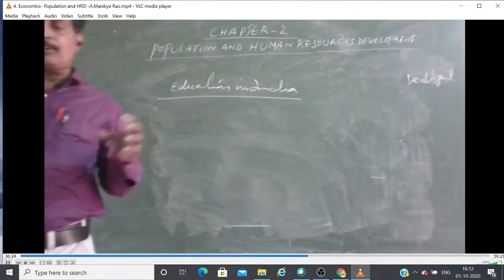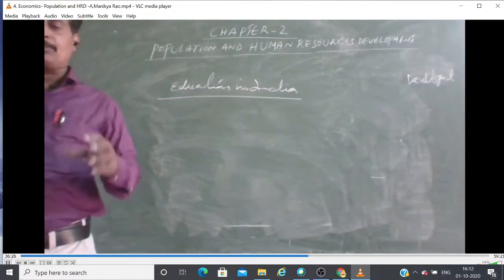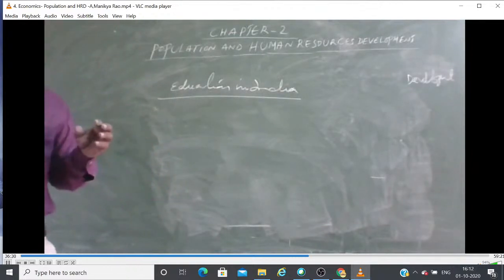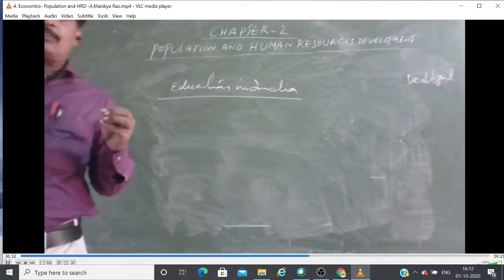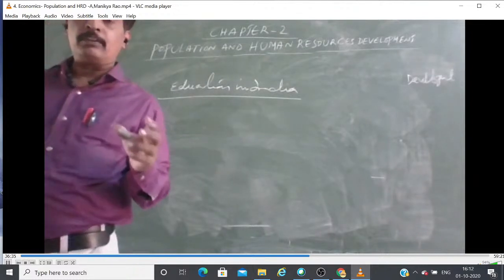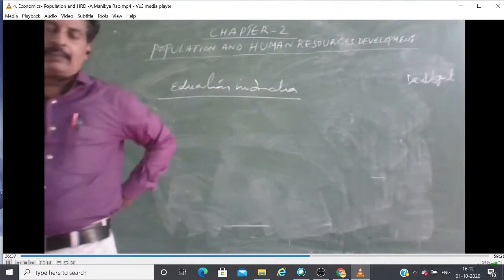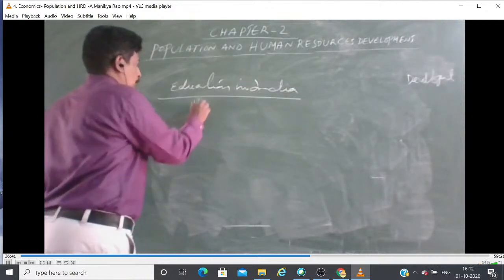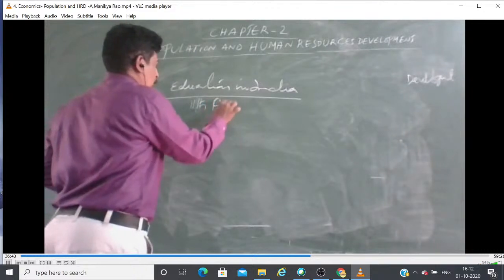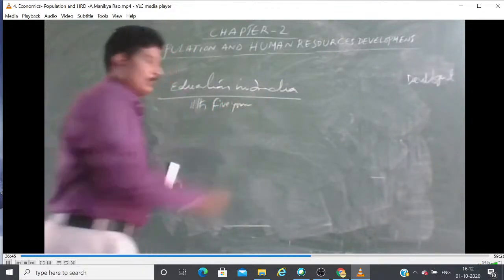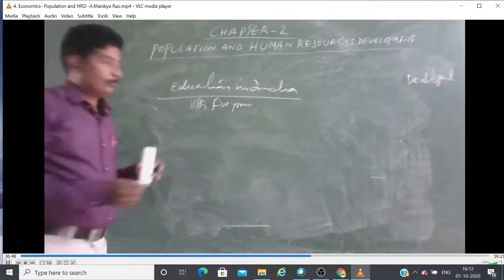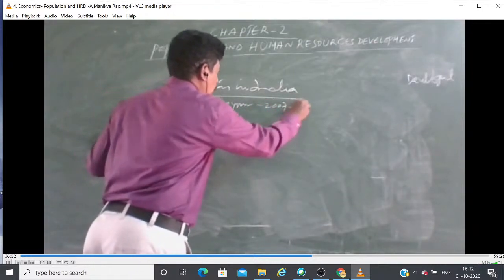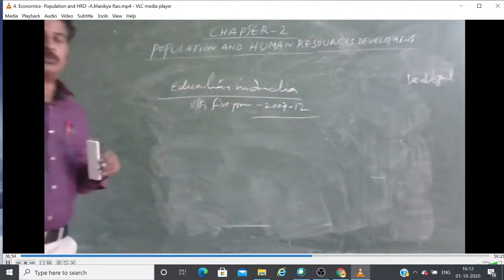Therefore, recognizing the importance of education, public expenditure on education was increased considerably during the 11th Five-Year Plan. What is the period of the 11th Five-Year Plan? The 11th Five-Year Plan period is 2007 to 2012.